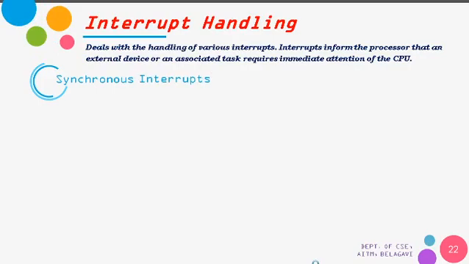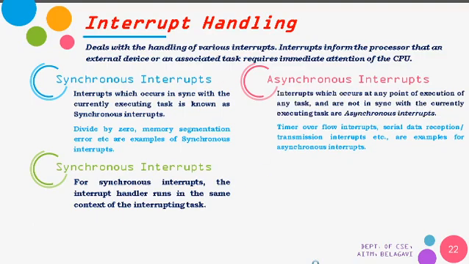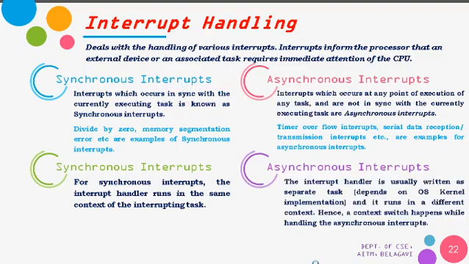Now, interrupt handling, which deals with the handling of various interrupts. An interrupt informs the processor that an external device or an associated task requires the immediate attention of the CPU. There are two types: synchronous interrupts and asynchronous interrupts. An interrupt which occurs in synchronization with the currently executing task is known as a synchronous interrupt. For example, divide by zero and memory segmentation error are examples of synchronous interrupts. For synchronous interrupts, the interrupt handler runs in the same context as the interrupting task.